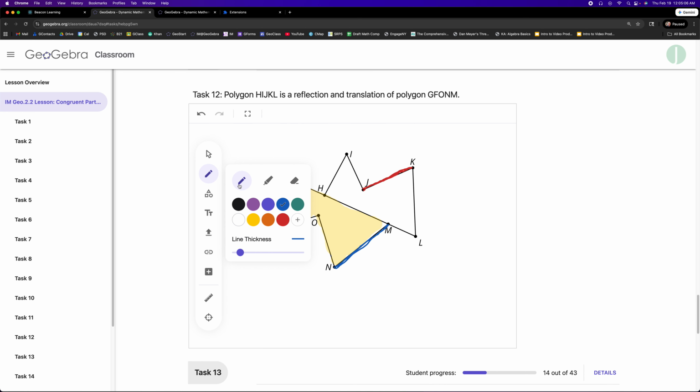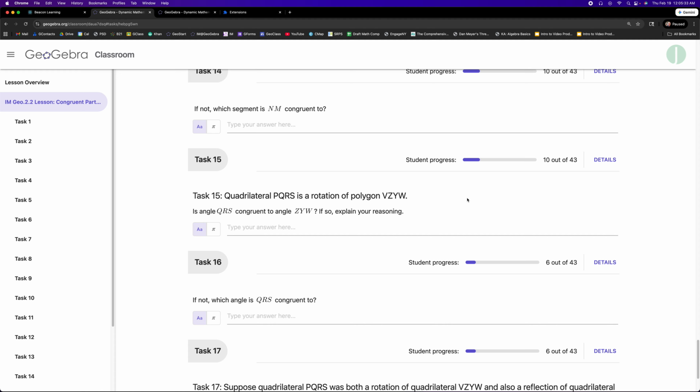So now, quadrilateral PQRS is a rotation of polygon VZYW. They did not give us a diagram here. If they don't give you a diagram, it means that it has to work with any shape, any quadrilateral that you have. So not necessarily a special quadrilateral. Any shape that's a quadrilateral, this should work for.